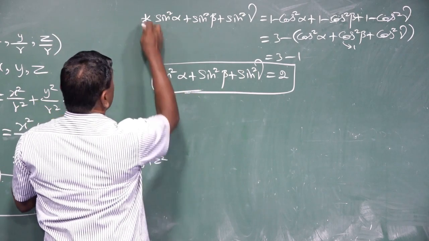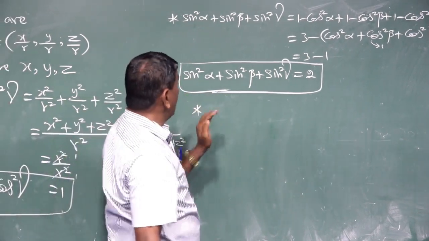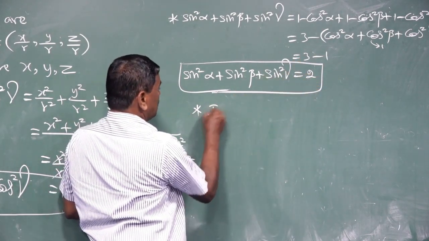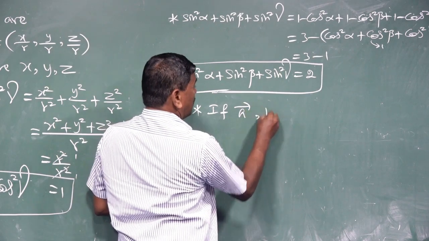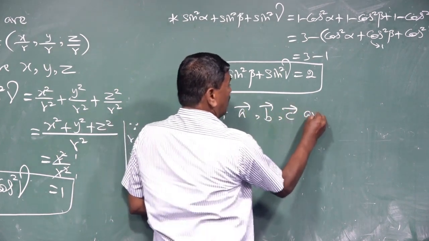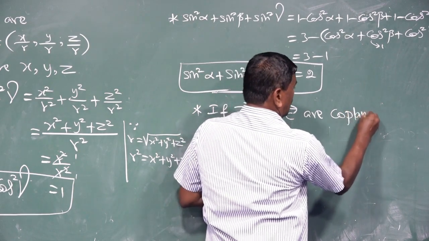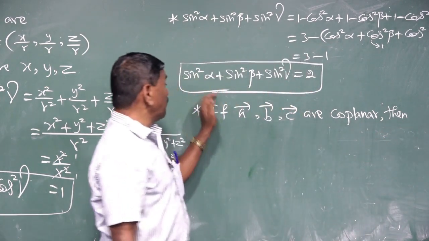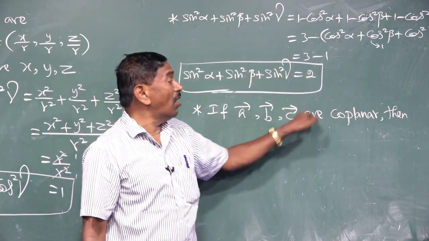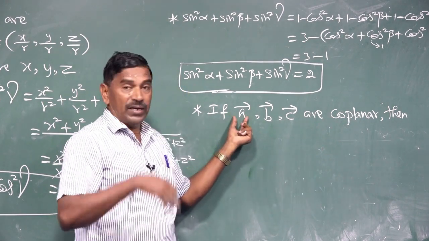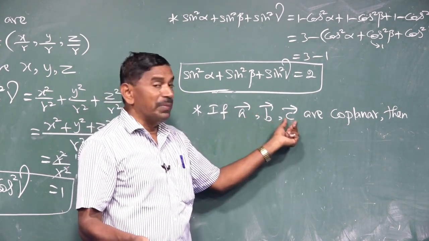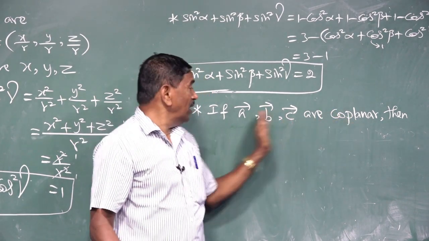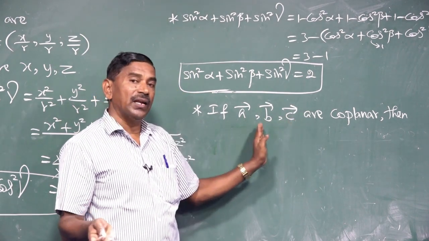Okay. Next, we have one more result. If vector A, vector B, vector C are coplanar, then any one vector is equal to a linear combination of the other 2 vectors. If the 3 vectors are said to be coplanar, then any one vector is equal to a linear combination of the other 2 vectors.